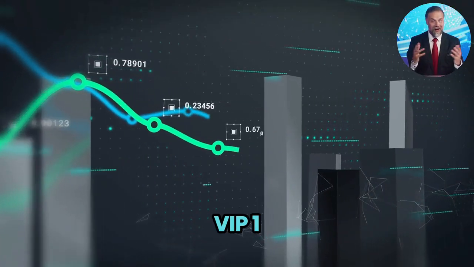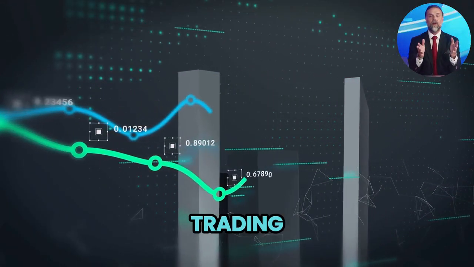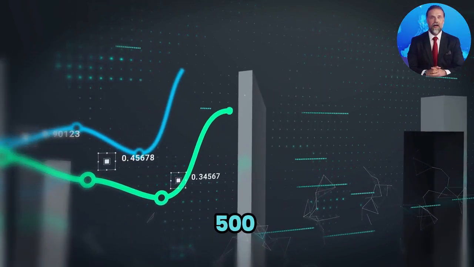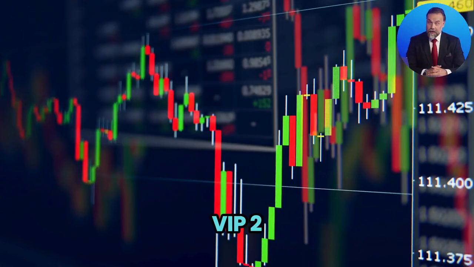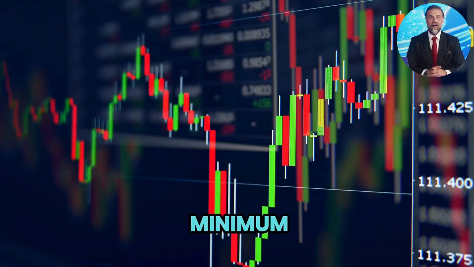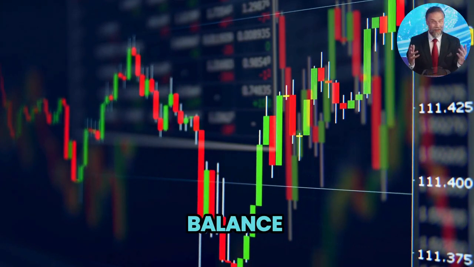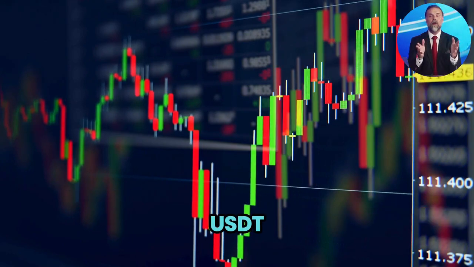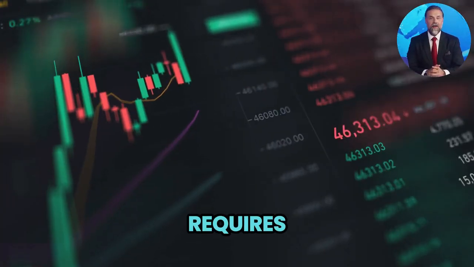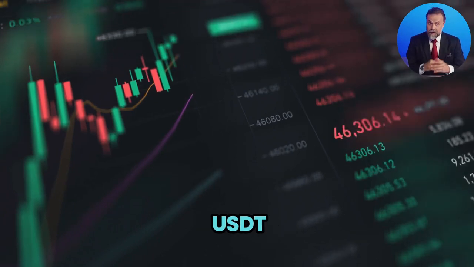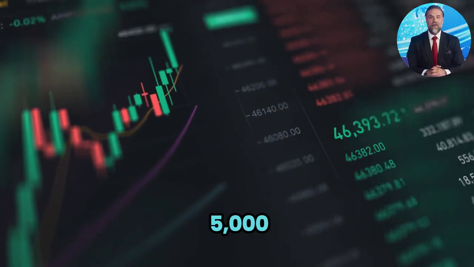VIP 1 requires a minimum 30-day trading volume of 10,000 USDT or asset balance of 500 USDT. VIP 2 requires a minimum 30-day trading volume of 50,000 USDT or asset balance of 2,500 USDT. VIP 3 requires a minimum 30-day trading volume of 100,000 USDT or asset balance of 5,000 USDT.